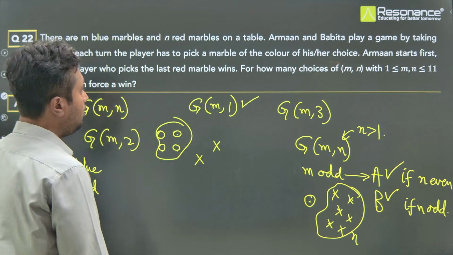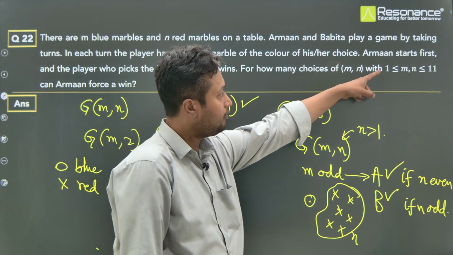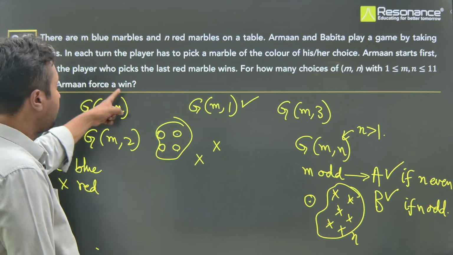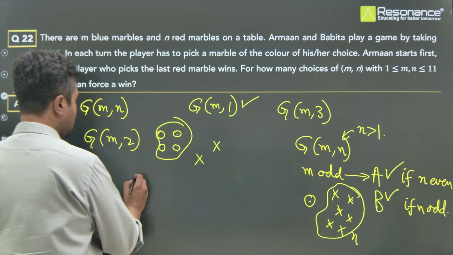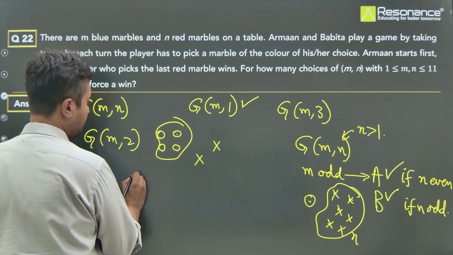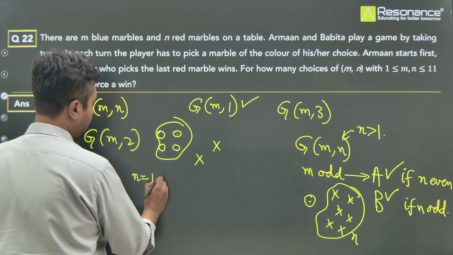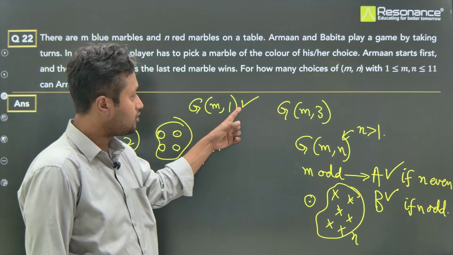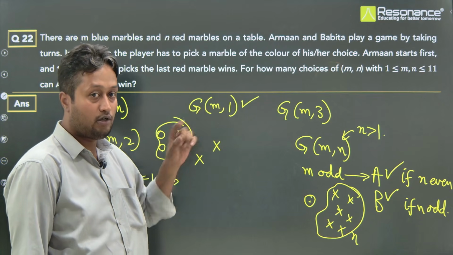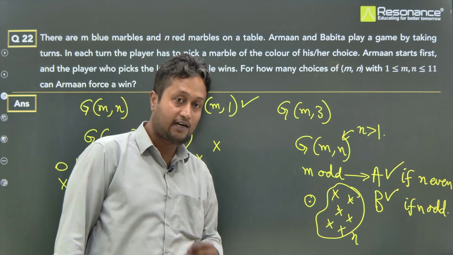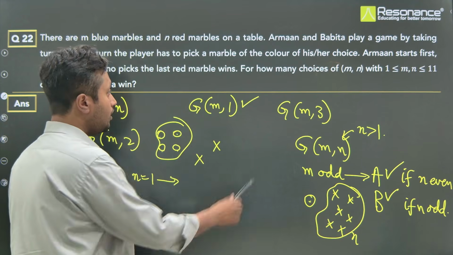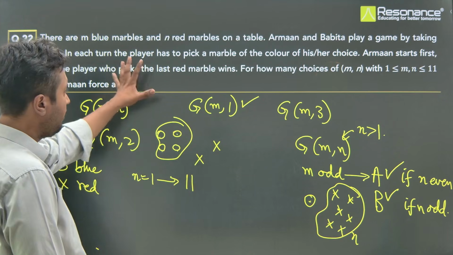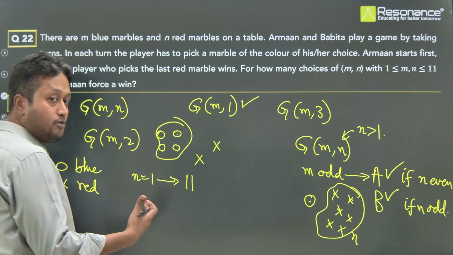All right, for how many choices of M comma N with M and N between 1 to 11, both included, can Arman force a win? Okay, so let's think about that. N is equal to 1. Arman can win in all cases, all choices for M, right? Because Arman will definitely win if there is only one red marble. All he has to do is pick that red marble and he's done. So there are 11 games where Arman can force a win.